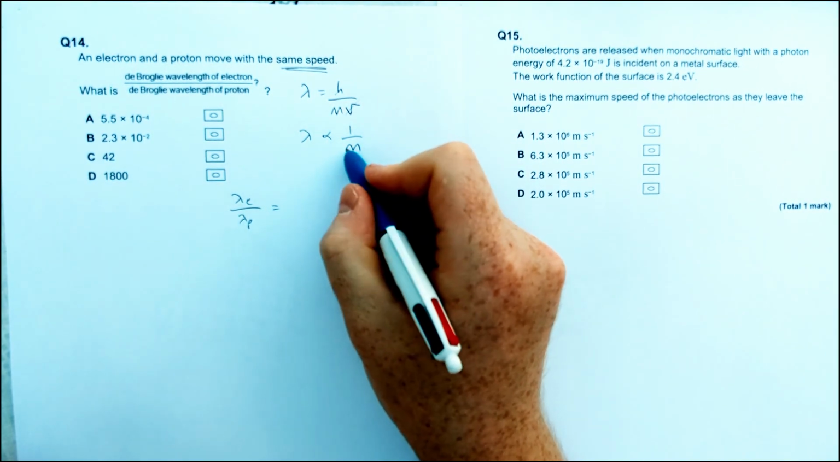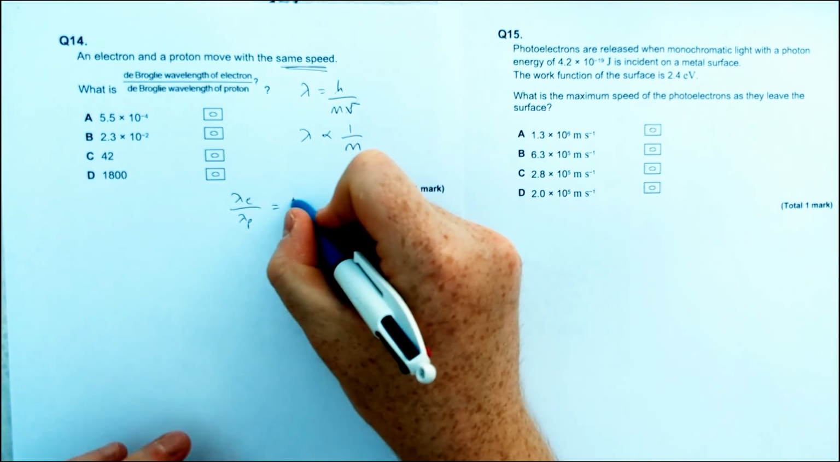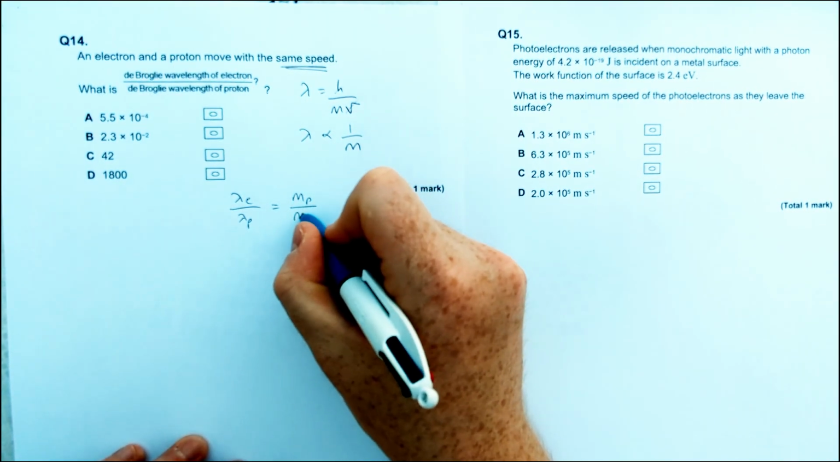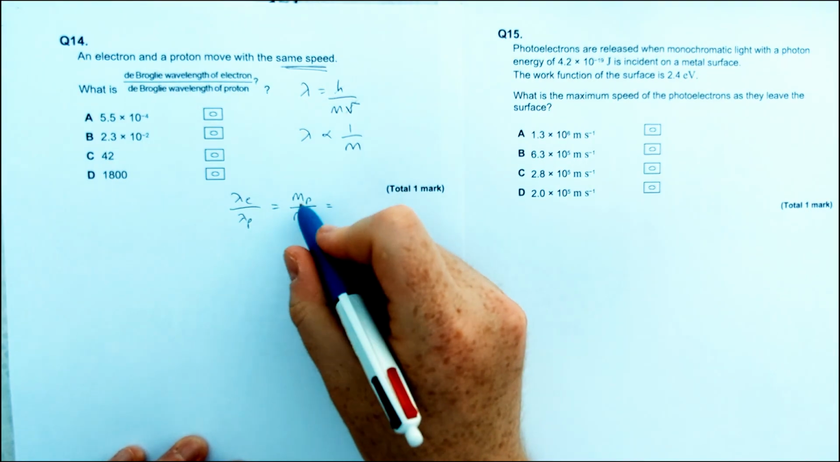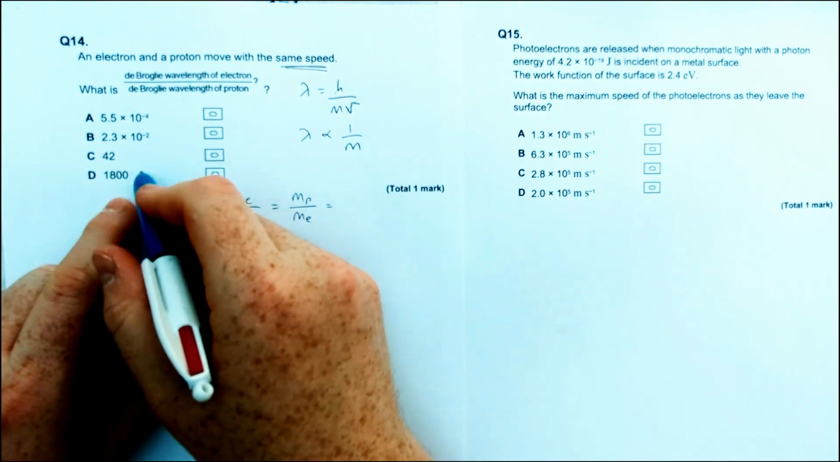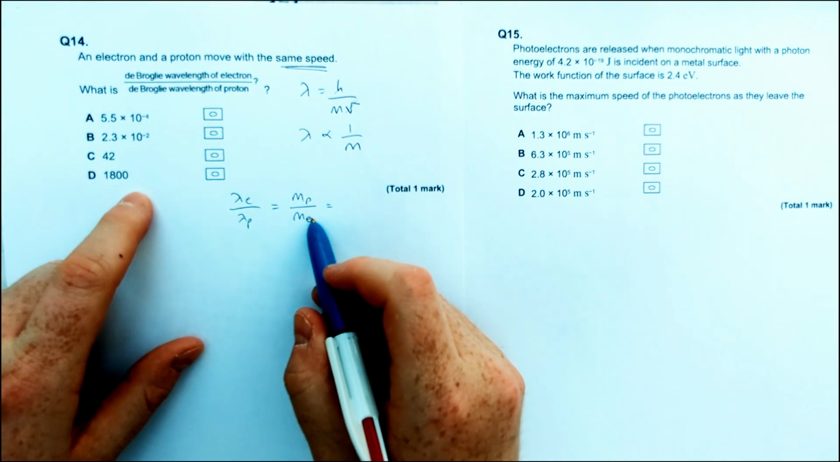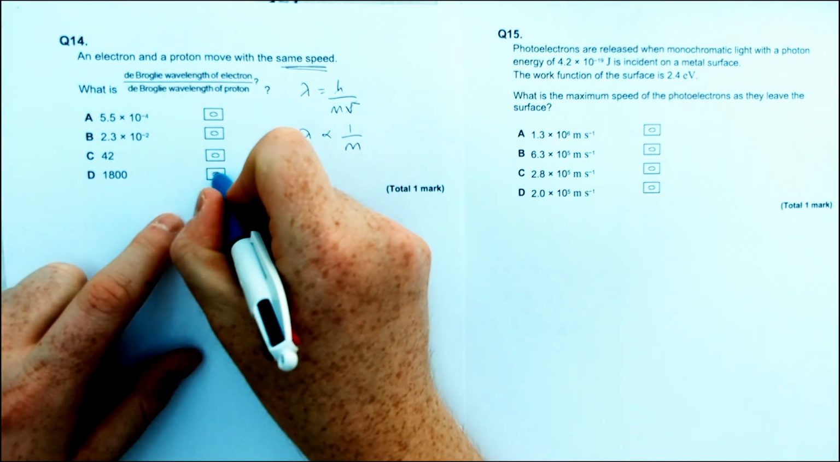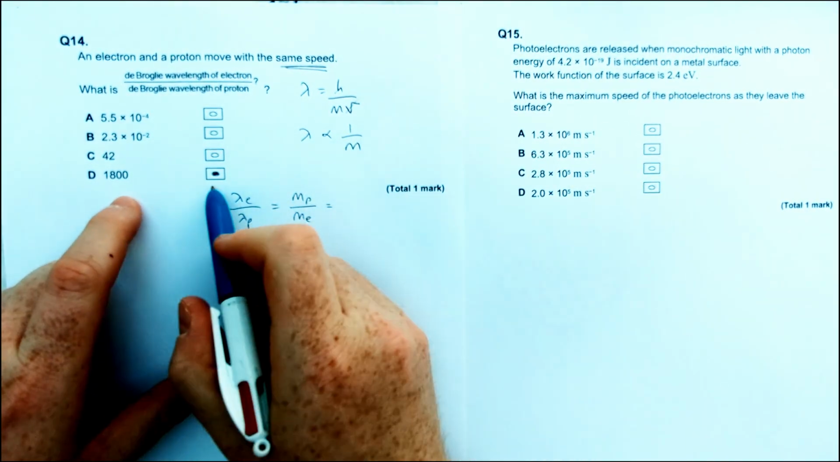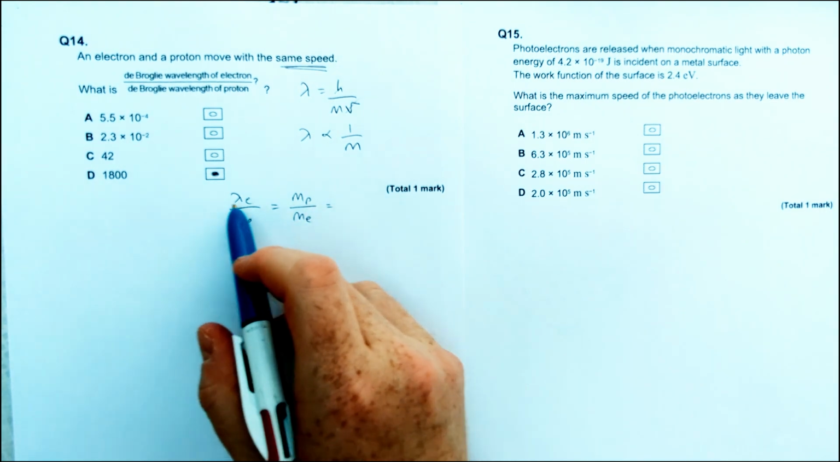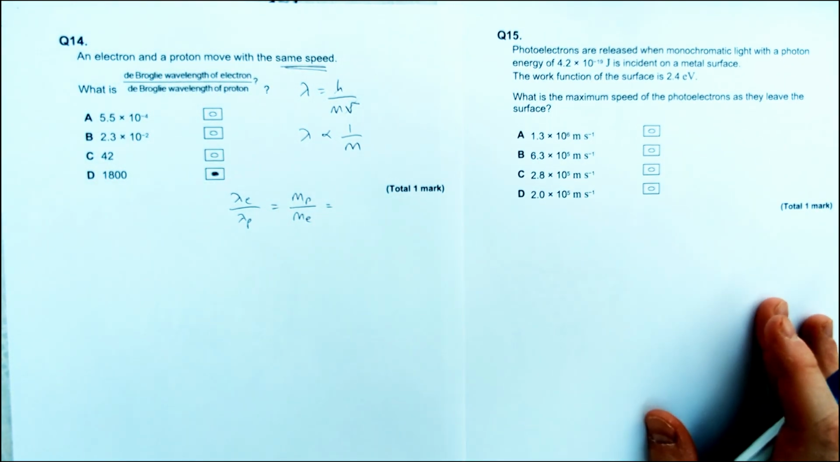So essentially what we're going to say then is the de Broglie wavelength of the electron over the proton is going to be equal to, because they're inversely proportional, the ratio of the mass of the proton over the mass of the electron. So you can either put these values in, or you can just look, and we should know even from GCSE, the mass of a proton is about 2,000 times bigger than the mass of an electron, so it is going to be option D, because the answer will round if you divide those two masses together to around about 1,800.